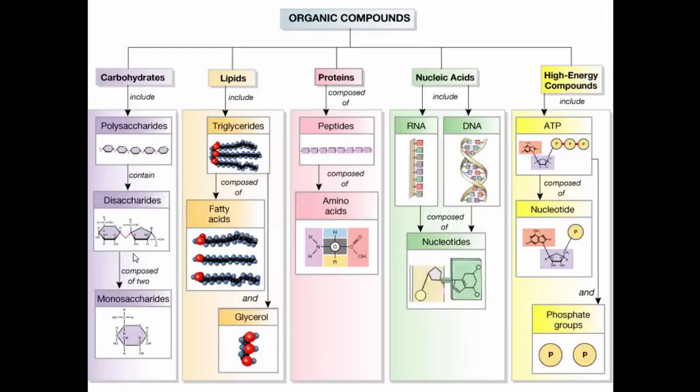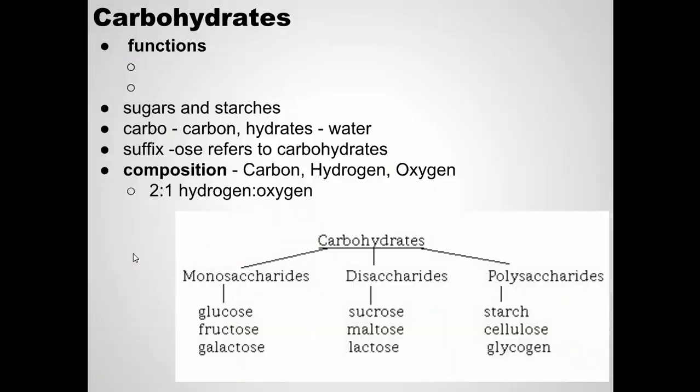So in biochemistry, we're going to talk about these different classes of biomolecules. Carbohydrates, lipids, proteins, nucleic acids, and then these other high energy compounds. And so we're going to start today by talking about carbohydrates. We'll get into some fair amount of detail. And so carbohydrates include polysaccharides, disaccharides, and monosaccharides. We'll talk about each of those.